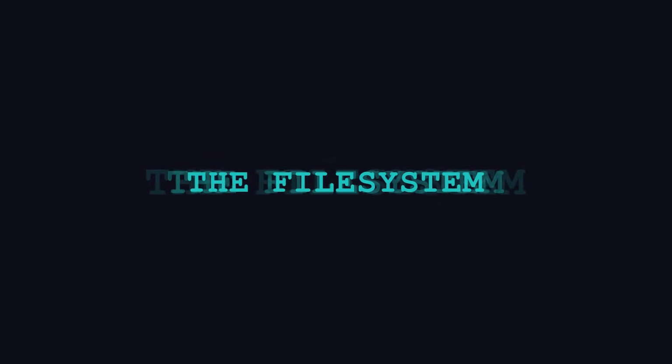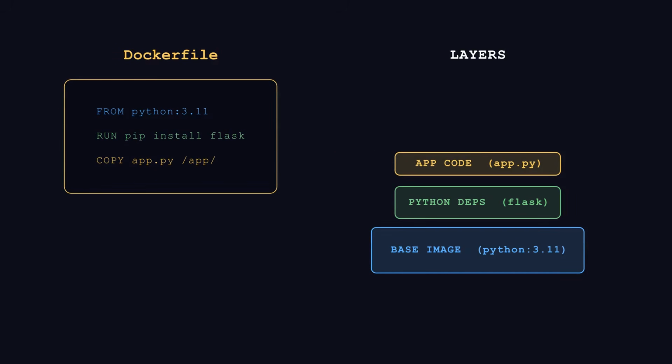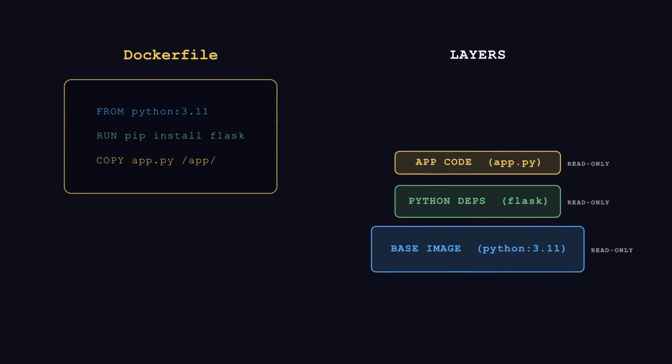The file system. When you write a Dockerfile, each instruction creates a layer. Install Python, that's a layer. Copy your app code, another layer. These layers are read-only and stackable.